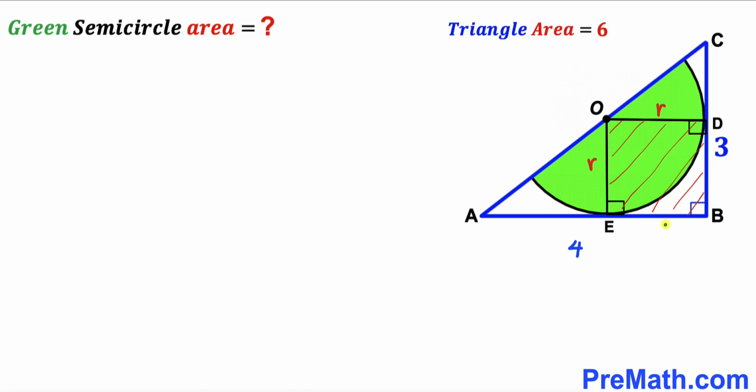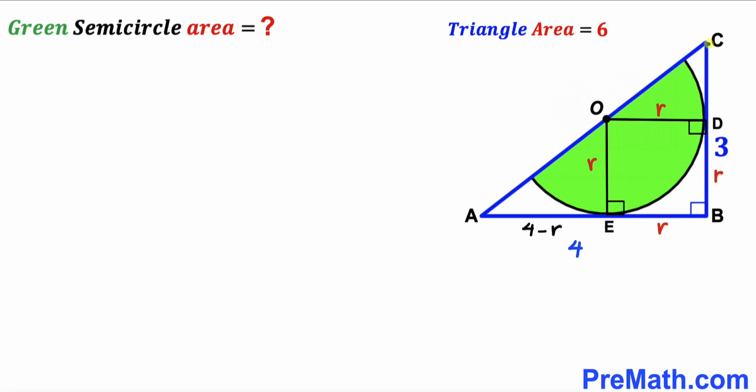Now let's focus on this square EBDO. Since all its side lengths are equal, if this side length is lowercase r, then this EB length is going to be lowercase r as well. Likewise, this side length has got to be lowercase r as well. Now let's make an observation. This whole AB length is 4 units, and this EB length is our lowercase r. So this remaining segment AE is going to be 4 minus r.